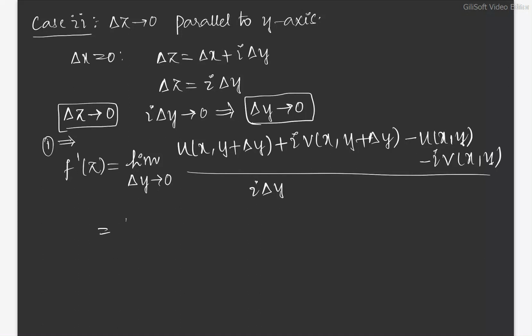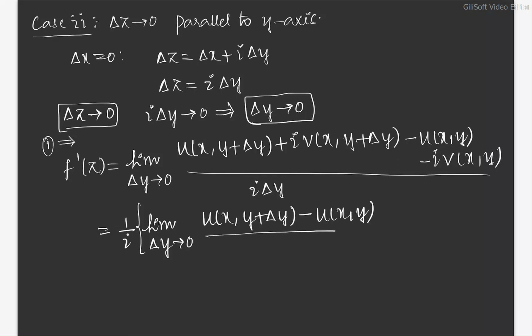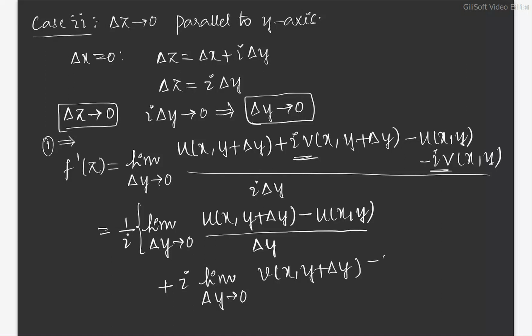So now 1 by i, collect the u terms together, we'll get limit delta y approaches 0, u of x comma y plus delta y minus u of x comma y whole divided by delta y, plus, along with v, i is there, so we can take i common. We can write limit delta y approaches 0, v of x comma y plus delta y minus v of x comma y divided by delta y.